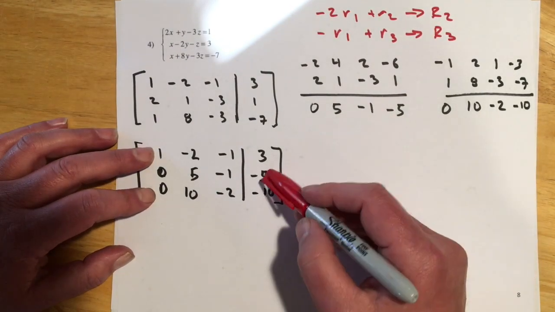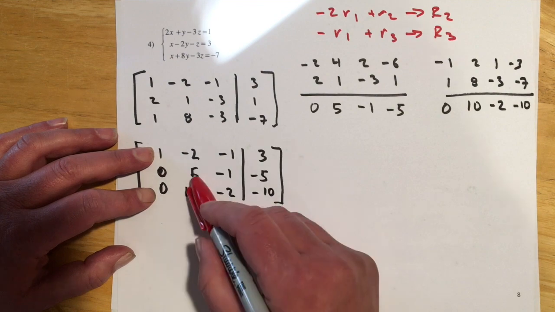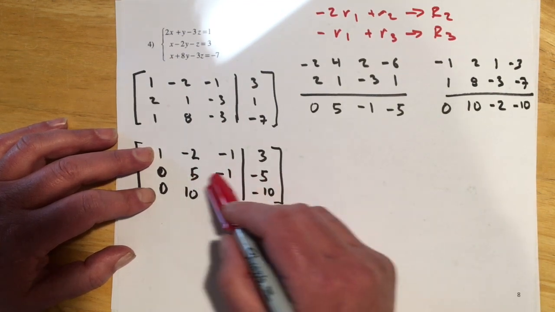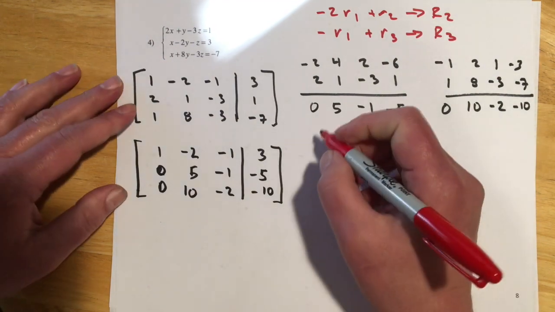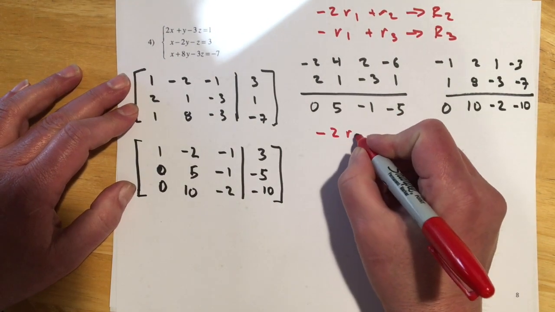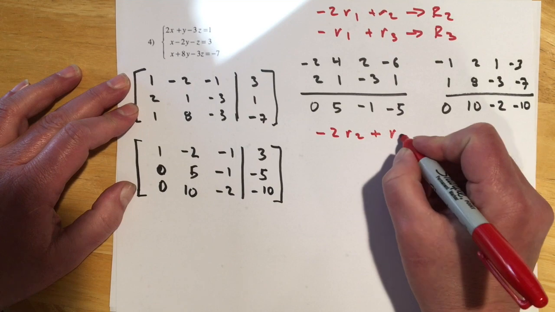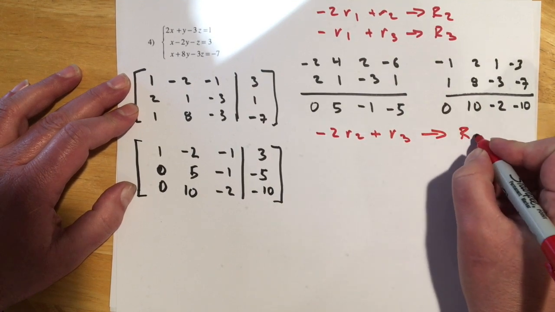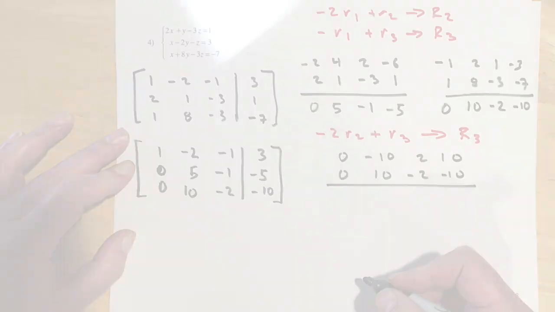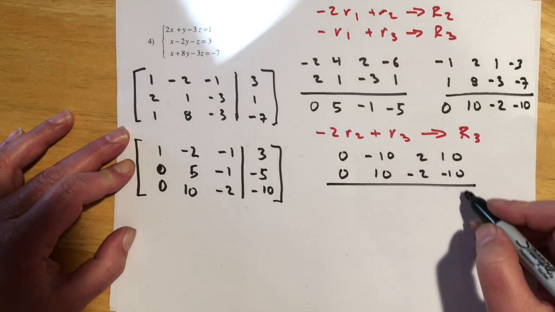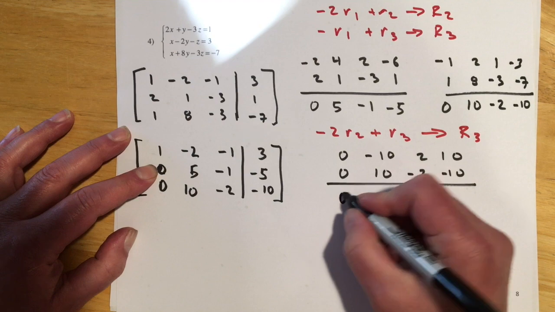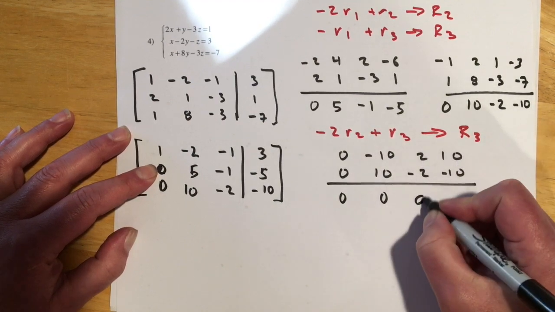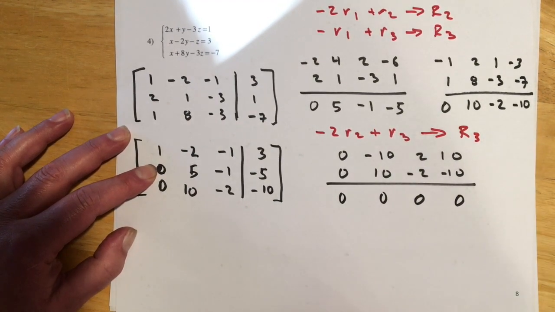Okay, so here's that with row 2 and row 3 put in there. So now, before I divide out that 5, I would definitely use it to get rid of the 10. So I'm going to go -2 times row 2, and then add to that row 3, and that will make my new row 3. Okay, so here's that set up, -2 times row 2 and then row 3. So I get 0, 0, another 0, and then another 0.